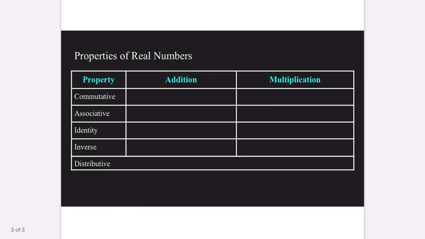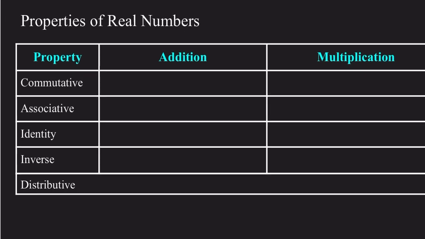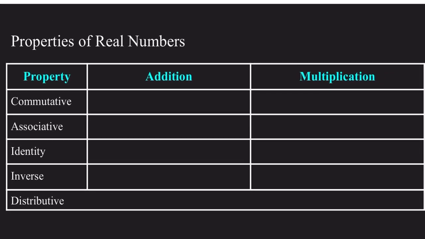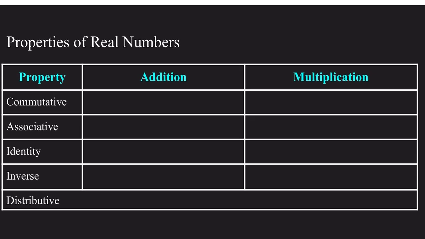All right, so when we're looking at these properties, we're going to kind of have two categories. We're going to have the property, and we have the addition part of the property and a multiplication part of the property. So when I write these out, I'm going to write them with variables or letters, and then I'll give an example with actual numbers.